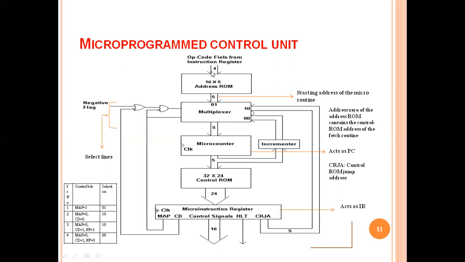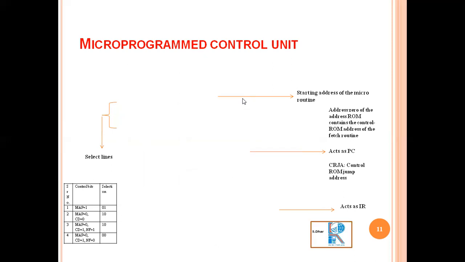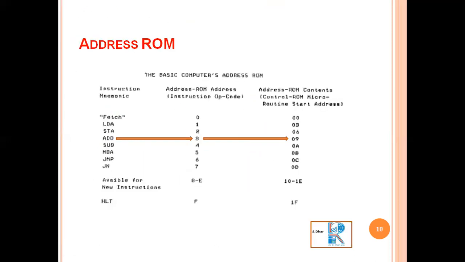That means depending on the decoder, it will generate the opcode. Here 16 by 5, because 16 is the opcode, 2 to the power 4 is equal to 16, and why 5? Because the 5-bit is the starting address of the subroutine. I have already told you. So this is the address ROM.